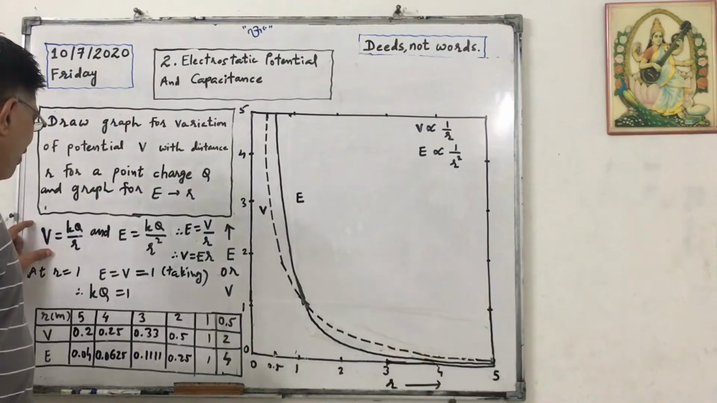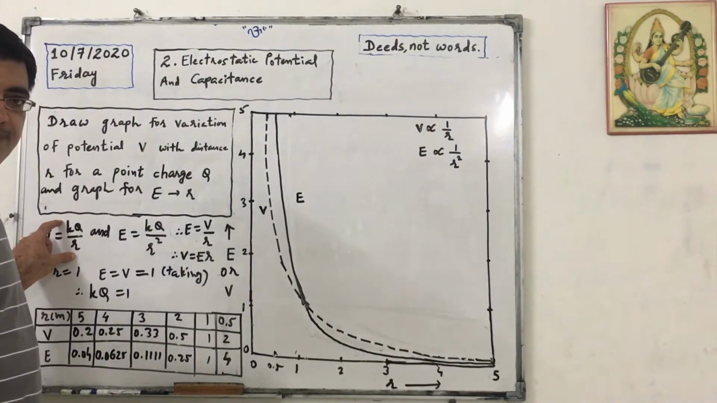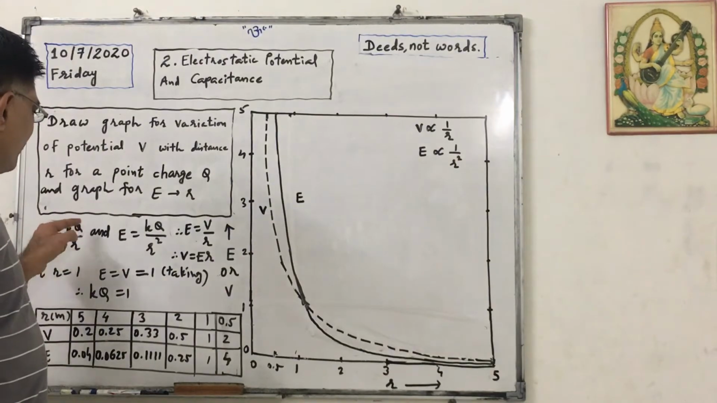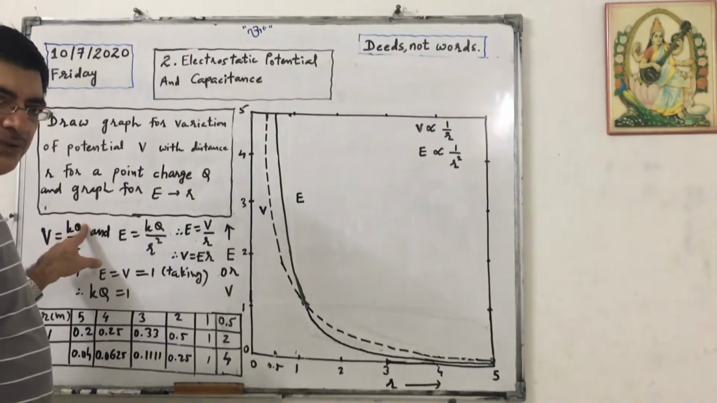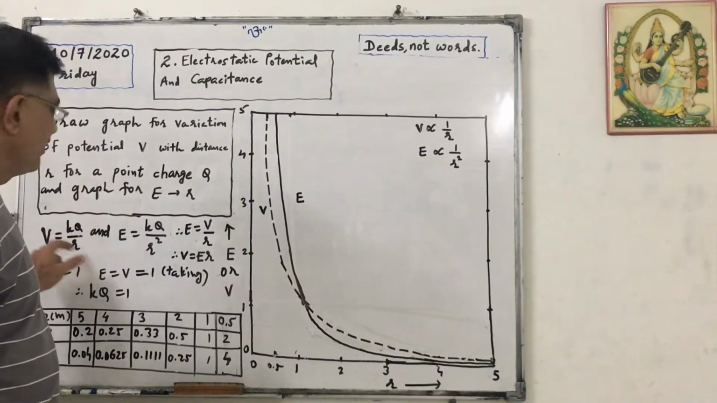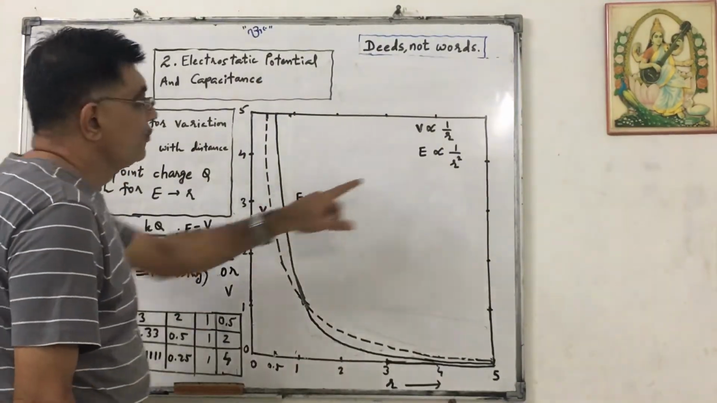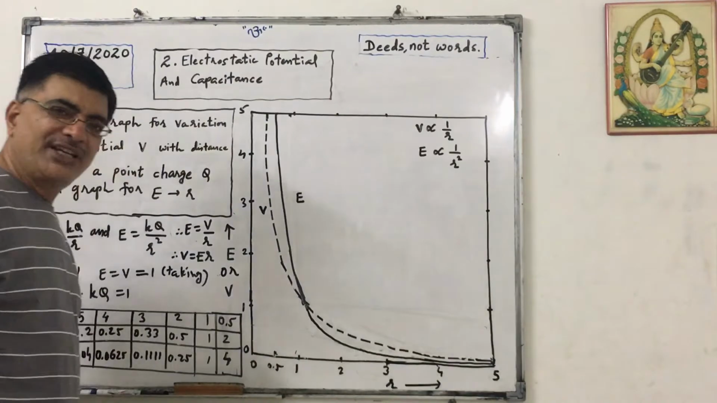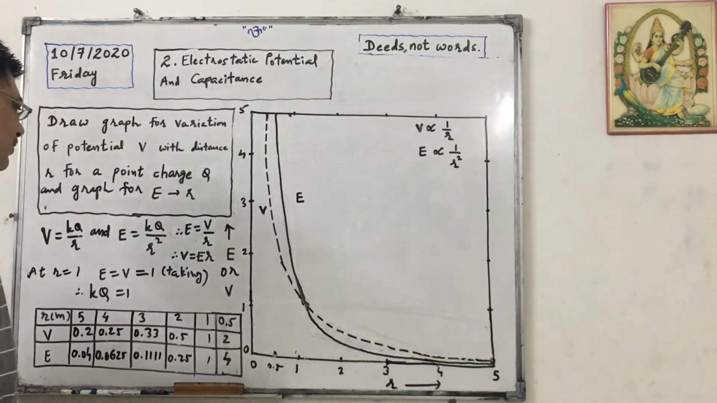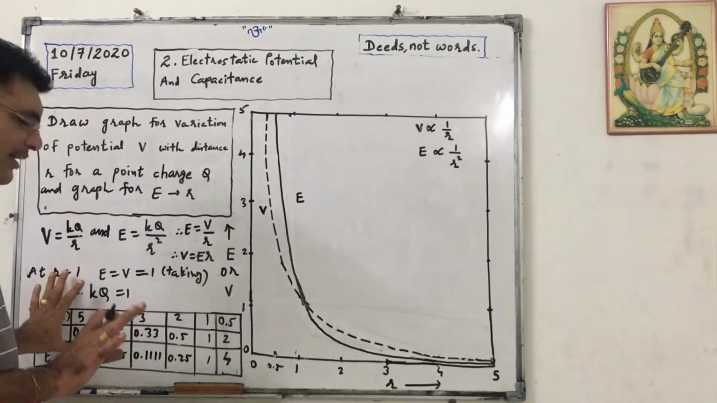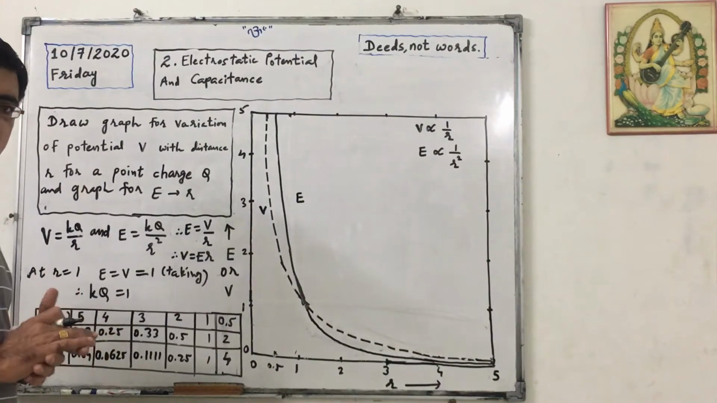We know that V equals KQ by R. So for a given charge capital Q, it is constant. K is constant. So V is proportional to 1 upon R. Similarly, E is proportional to 1 upon R square. Now, this is not required to write in exams.